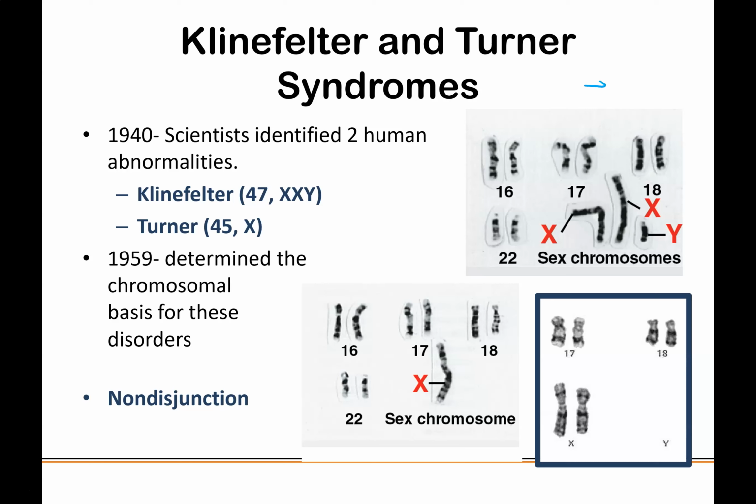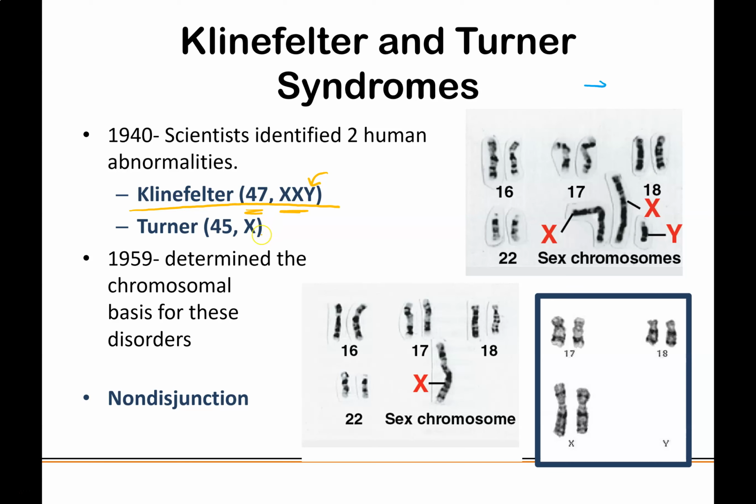So in the 1940s, scientists identified 2 human chromosome abnormalities that are due to non-disjunction. In these abnormalities, we have an incorrect number of sex chromosomes. So in the first one, we have Klinefelters, which is an individual with 47 chromosomes. You might recognize this notation from previous lectures. 46 chromosomes, and then here it's showing that it has an extra X chromosome. So we have 2 X's and a Y. So this Y is going to give some male characteristics.